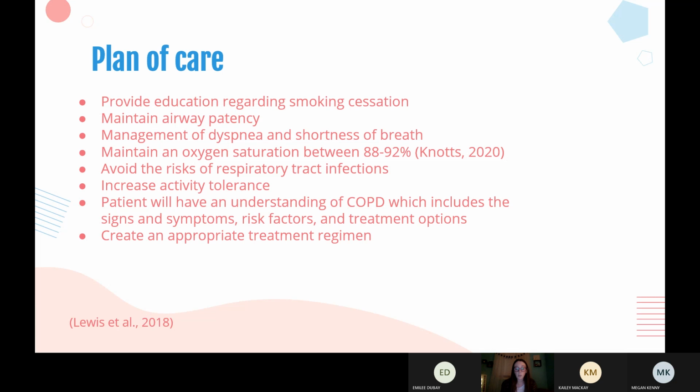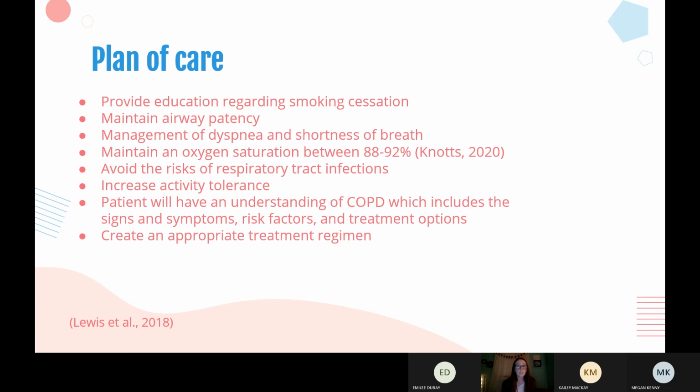Also, encouraging an appropriate fluid intake will aid in the breakdown of those secretions. We want to avoid the risks of respiratory tract infections because people with COPD tend to be more susceptible to these kinds of infections. So basically just staying away from people that they know are sick and encouraging hand hygiene.